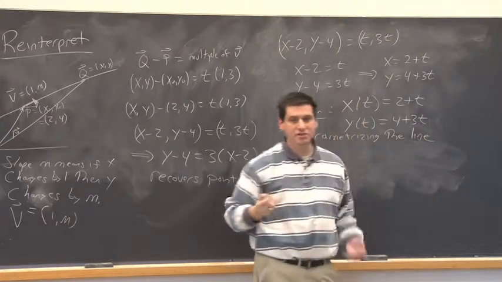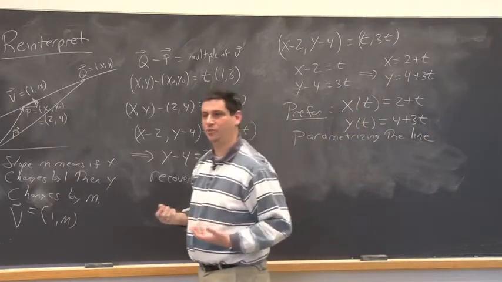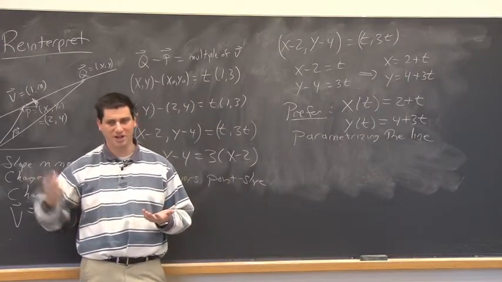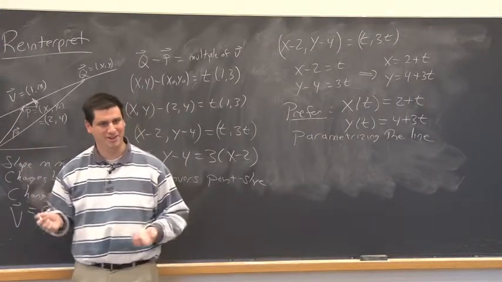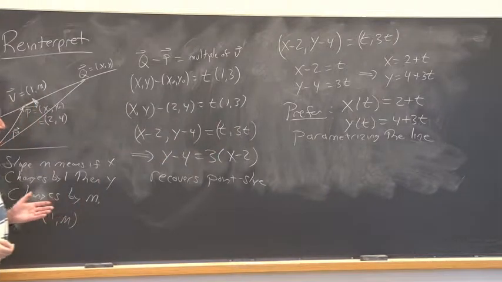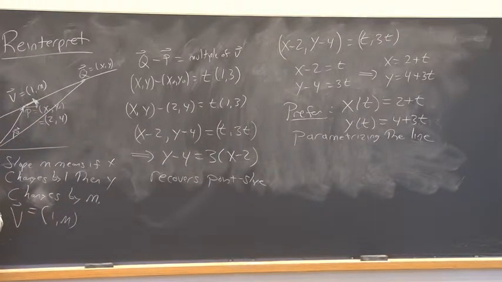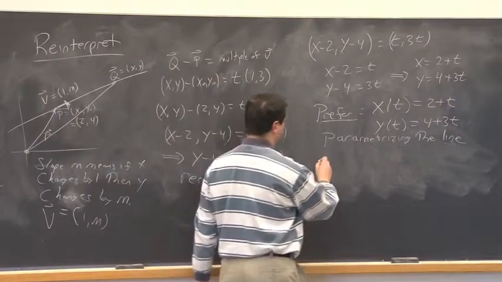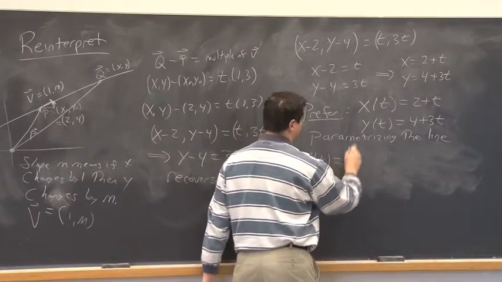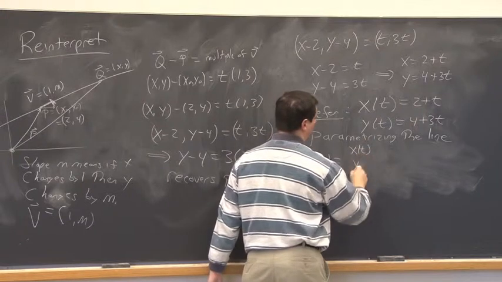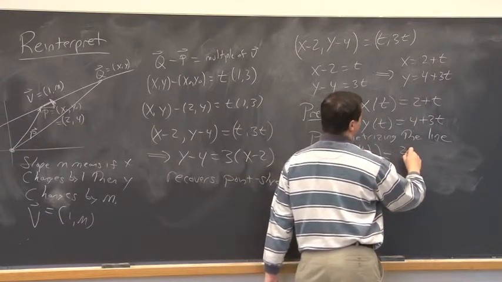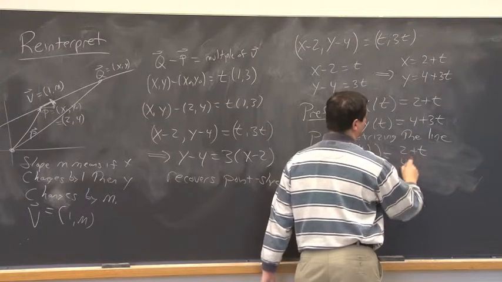So how many dimensions is a line? A line is a what dimensional object? One. I just couldn't hear over the clapping. They liked your answer. It's a one-dimensional object. So I should have just one variable that's needed to tell me where I am on the line. So I can write, L of t is (x of t, y of t), which is (2 plus t, 4 plus 3t).